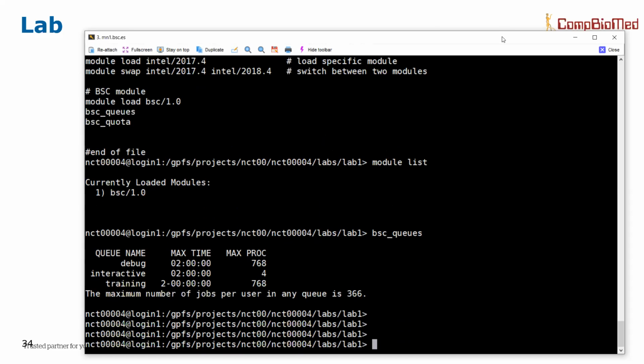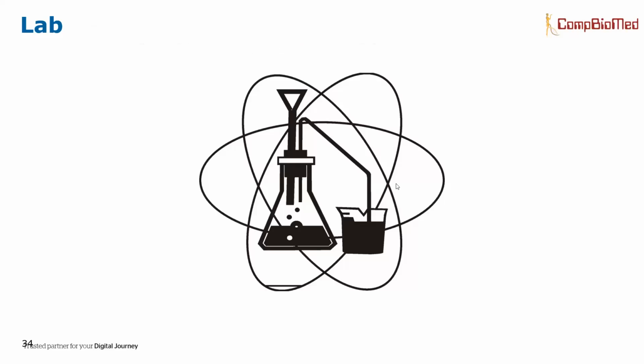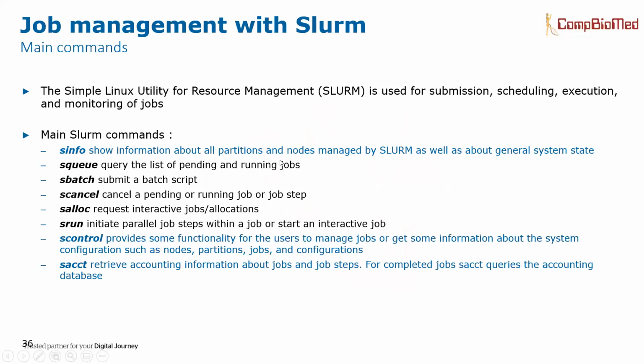So I will move forward to the next part. The next part is about Slurm. And Slurm is actually very important because it is the way that you will be able to launch your computations. Slurm is actually the acronym for Simple Linux Utility for Resource Management. This is what will be used to request computation resources for some amount of time.